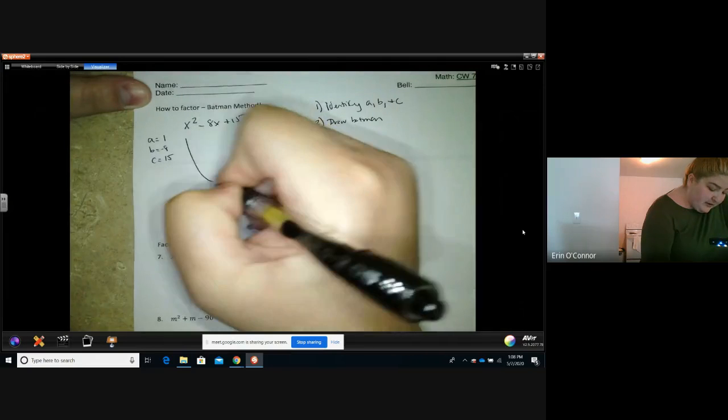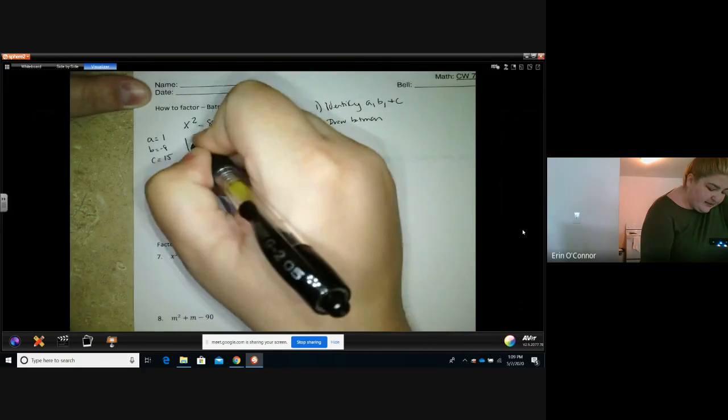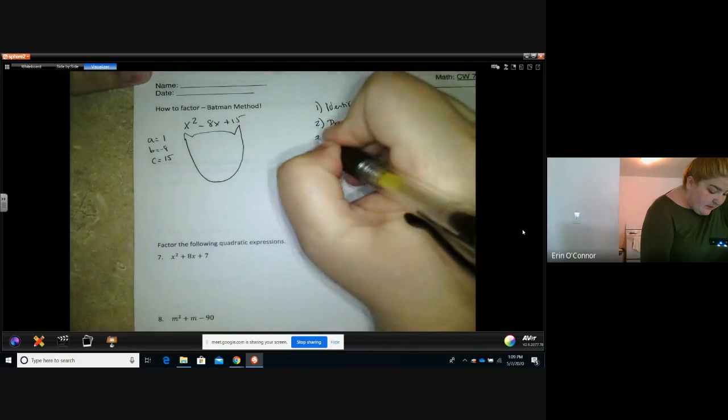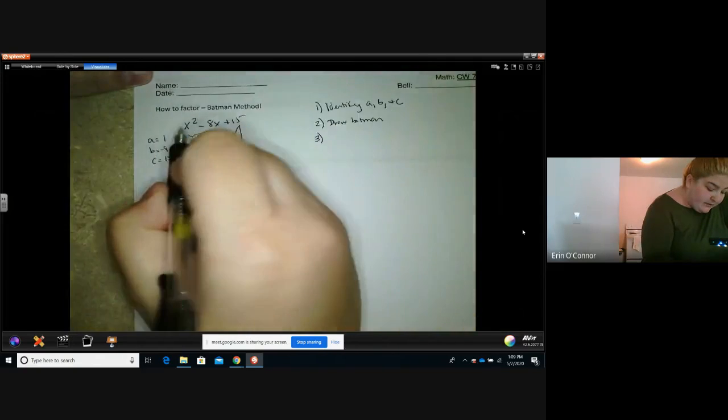So we're going to draw our Batman. You can call this the cat. Some people used to call it the bag. Whatever you want to call it, it's okay. You can also just draw a box if you don't want to draw Batman. And then you are going to put, so this number here is 1.